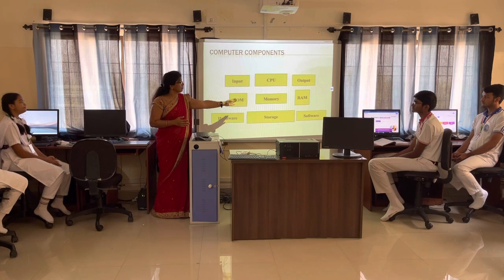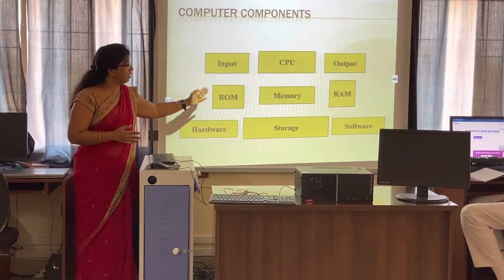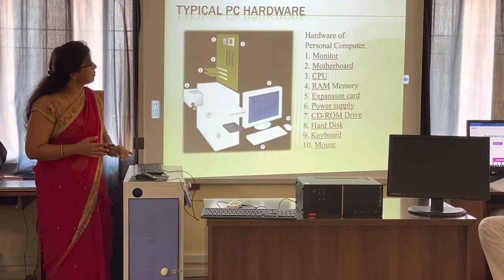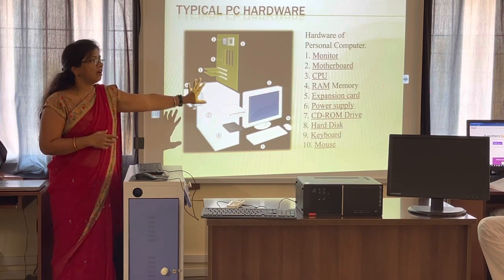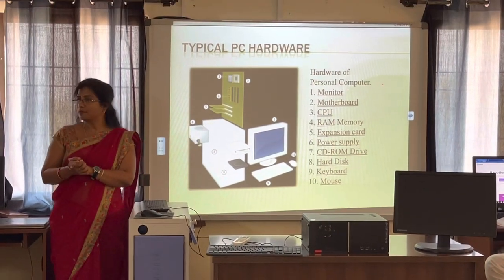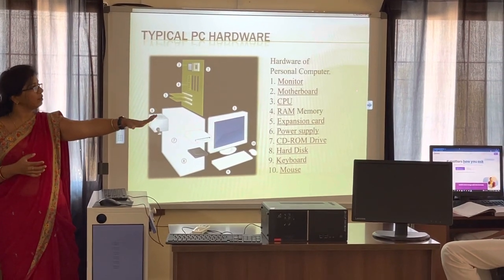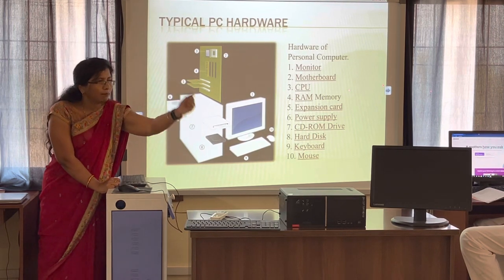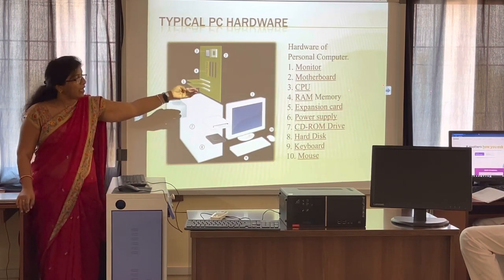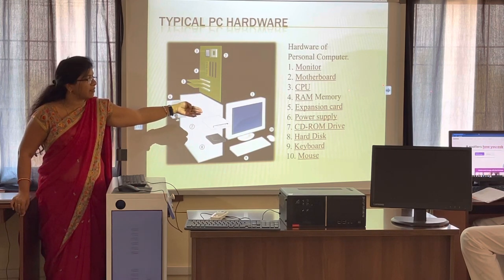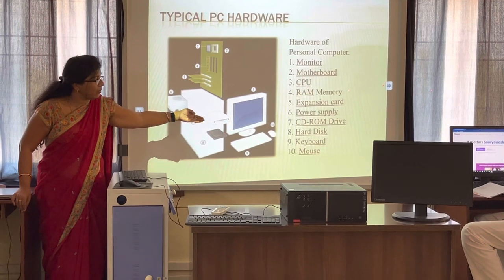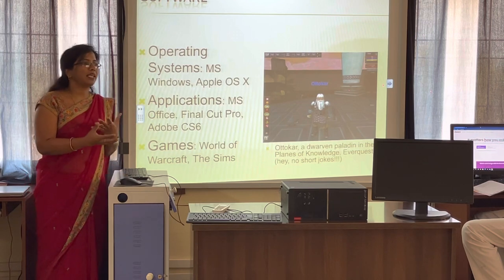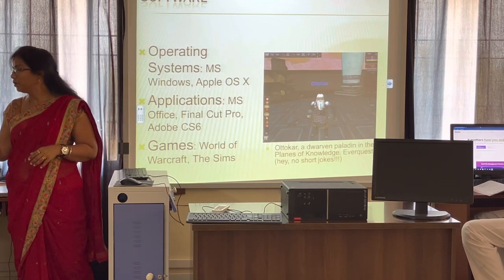Let's just see some of the input and output parts of our computer systems. Input, CPU, output, ROM, memory, RAM, hardware, storage, software. A typical PC hardware: let's see what hardware we have apart from the basic keyboard, CPU, and monitor. We have the motherboard, which is placed inside the CPU, RAM memory, expansion cards, power supplies, CD-ROM drive, hard disk, keyboard and mouse.